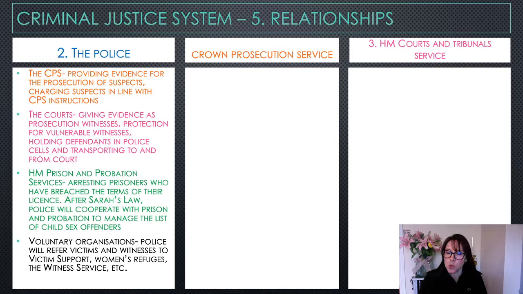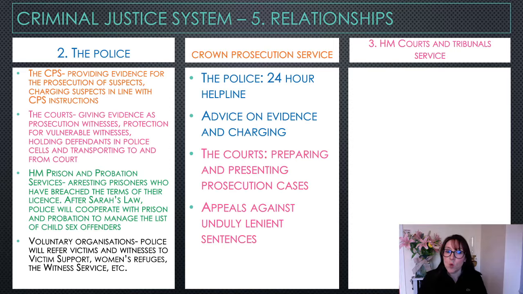The Crown Prosecution Service, they work with the police. There's a 24-hour helpline. They give advice on evidence and charging. They also work with the courts. They prepare and present prosecution cases. So the CPS go into courts to present the cases. They also appeal against unduly lenient sentences. So if any sentence was lenient, it's down to the CPS to appeal it.